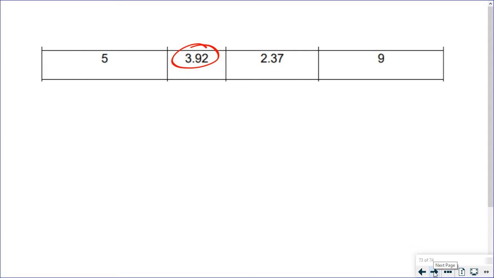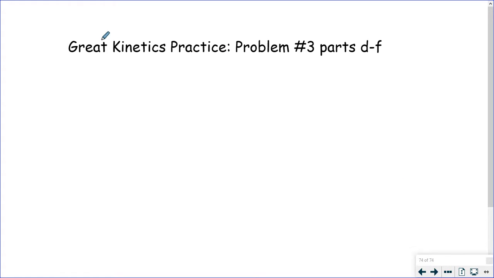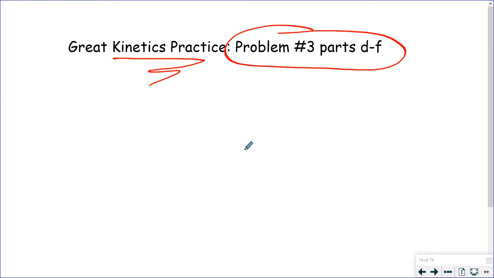Okay. I want to give you one more recommendation. If you have that test still pulled up, I won't work through the parts here, but this would be a great kinetics practice problem for looking at a data set and determining the rate law for a chemical reaction with units. So I would do this problem if you have a little bit of extra time.